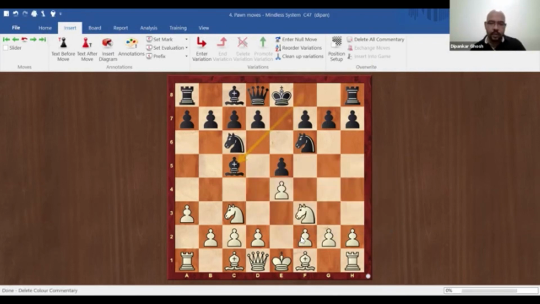And now white sees another ghost. White is like, oh, I think what he's trying to do is come knight g4, and then he can take on f2. And suddenly, a knight on f2 will be attacking my queen and rook both. So clearly, I need to prevent this, right? So h3. Now, h3 is another pawn move which didn't help any pieces.